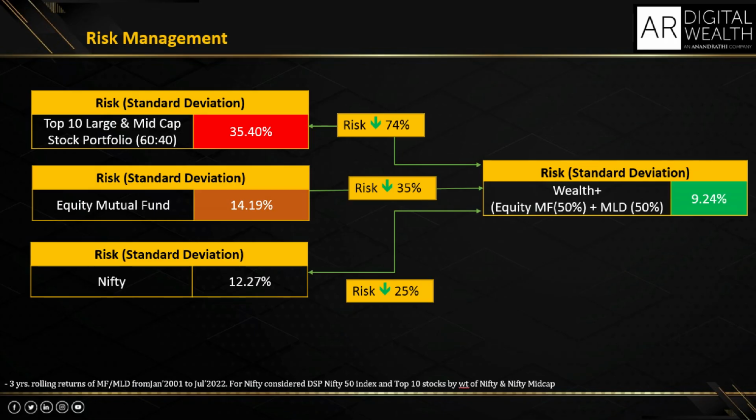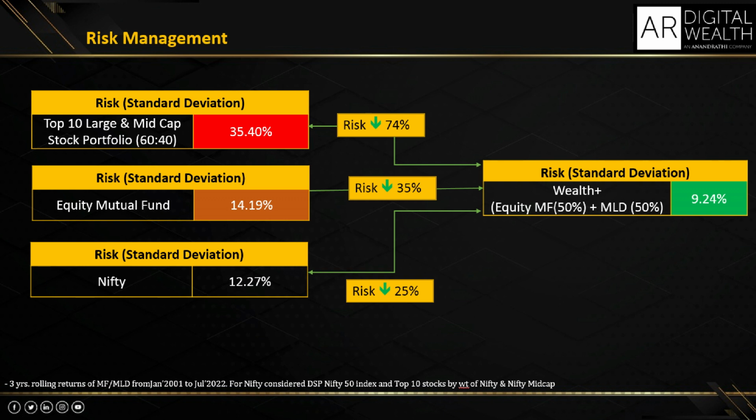And what is standard deviation? It tells you how much you are deviating from the mean. So for example, if the mean of returns is about 15%, it will deviate, let's say 15 plus 35, 15 minus 35. That's the kind of swing you can experience from this kind of a stock portfolio. And from there, if you move the portfolio to this combination of mutual funds with marketing debentures, it will have a standard deviation of less than 10%, about 9.24%, which means you can potentially reduce the risk by 74% from stock portfolio to mutual fund plus marketing debentures.